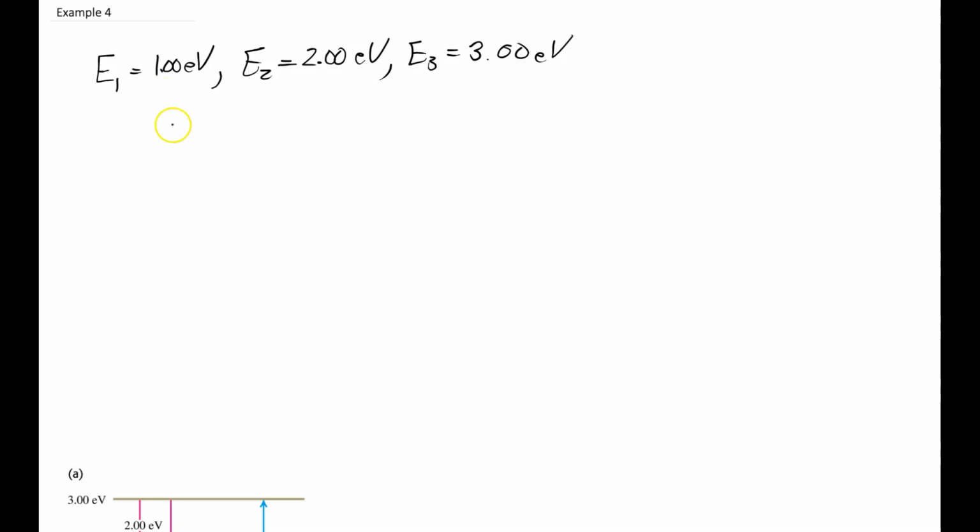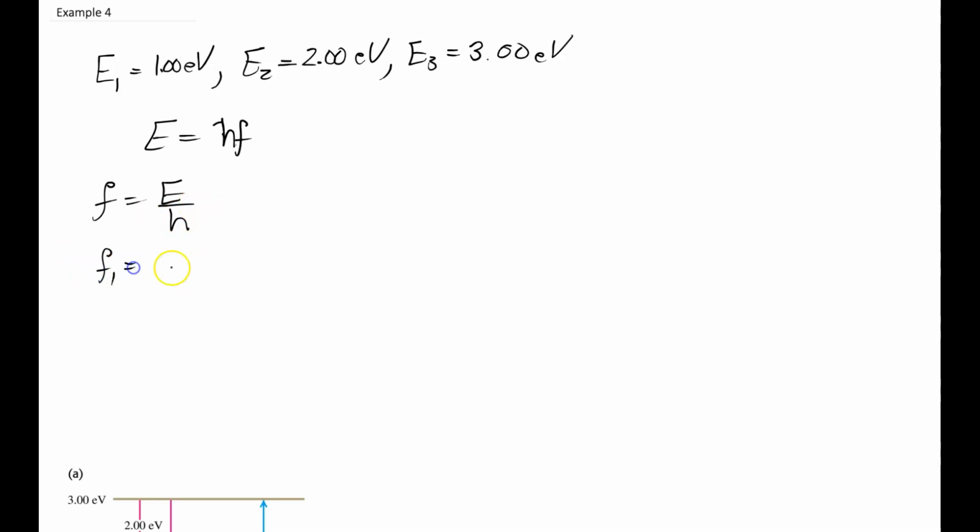Possible energies emitted for the photons are 1 electron volt, or 2 electron volts, or 3 electron volts. That's from the graph. And so using the equation E equals hf, we can find that f equals the energy over h.